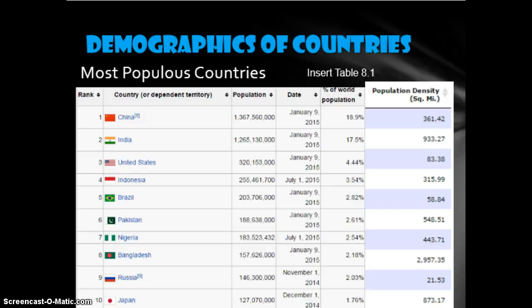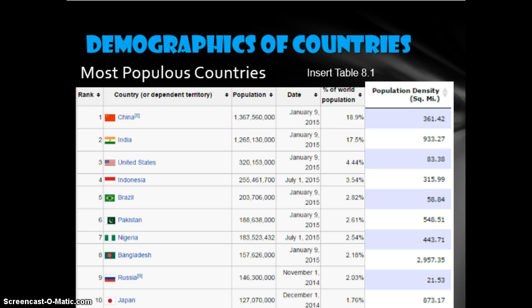So one of the things that we can do here is these are our top 10 most populous countries in the world right now. And you can see a lot of this data is very, very recent. If you look at these, you can also compare their population densities, and you see that some places are much more densely populated than others. So this is really how many people are living in a square mile.